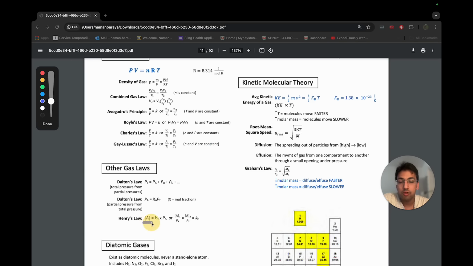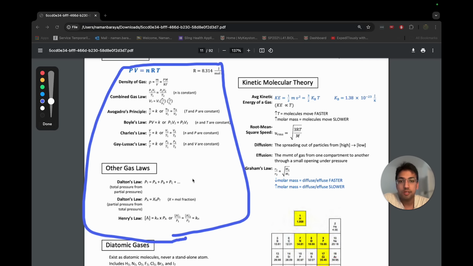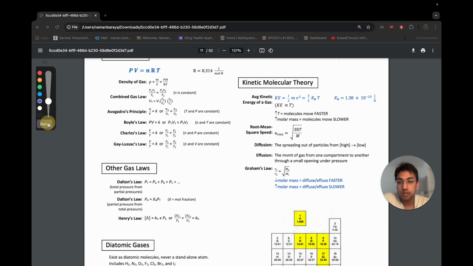The molarity of A is dependent on the pressure of A times this constant, and so that's kind of Henry's law. Again, all of these are pretty important to know. You'll probably get questions on this, but it's really easy to get this down if you just do 1 or 2 questions on gas laws, and you'll be able to solve all the questions that you get.